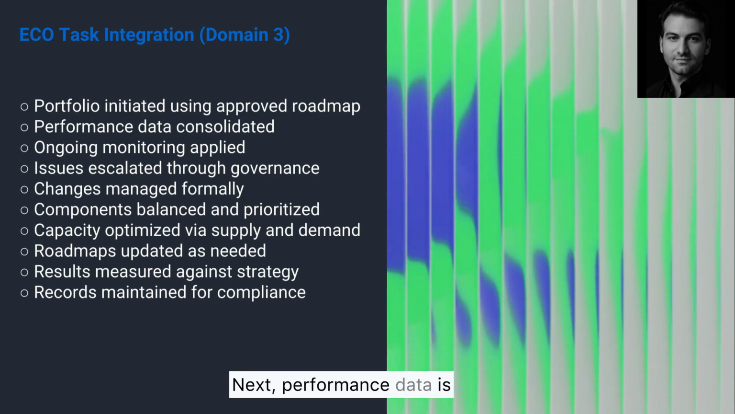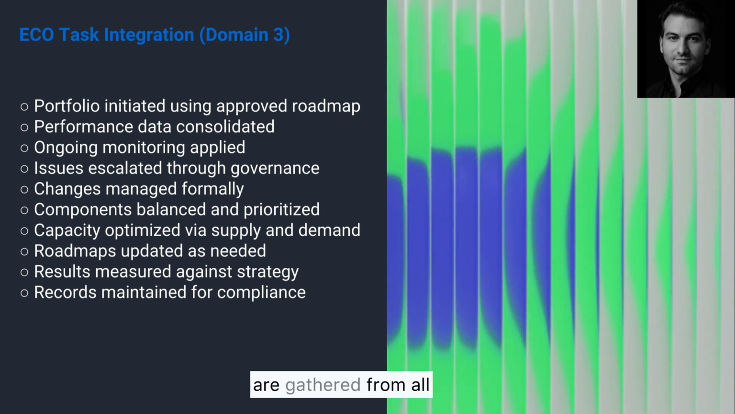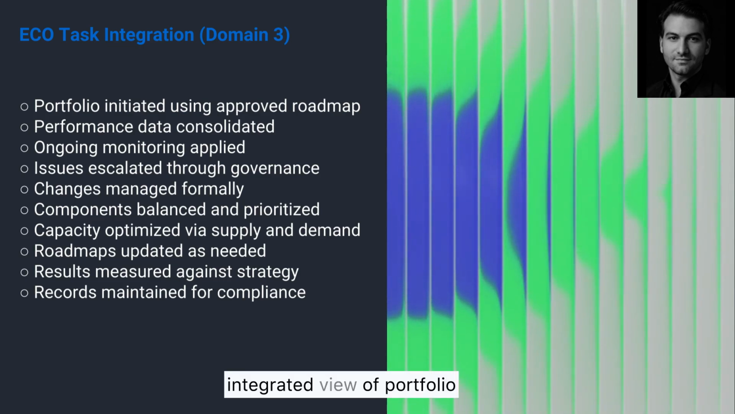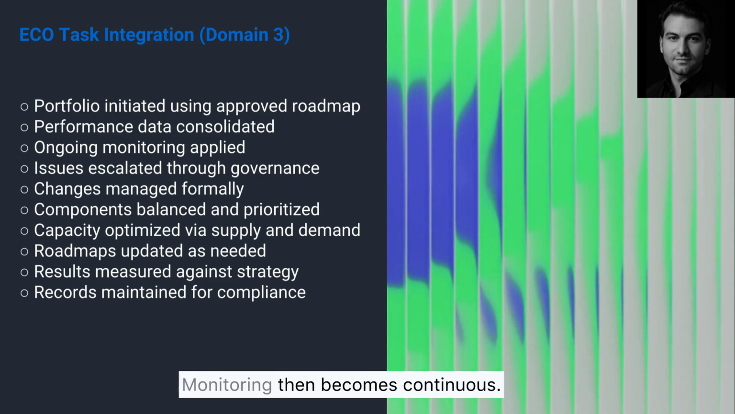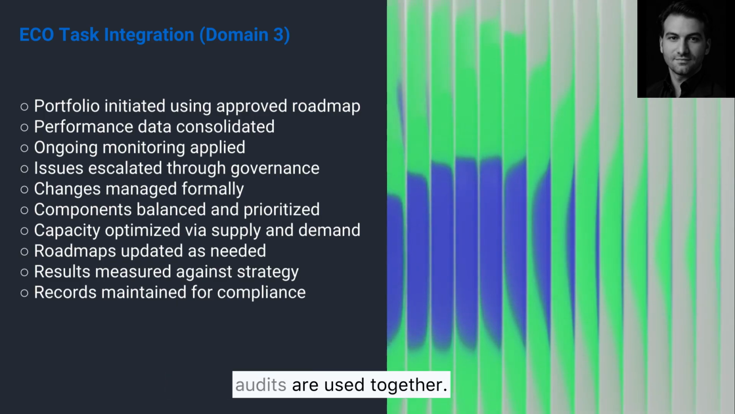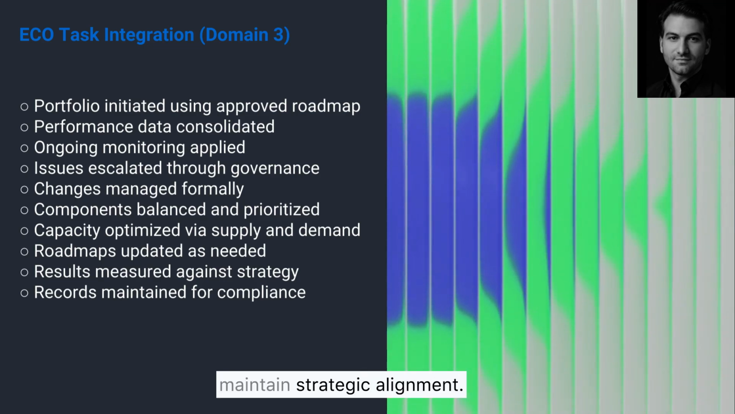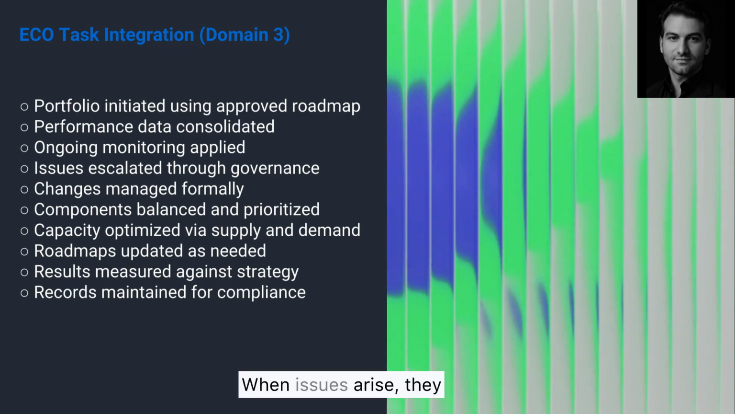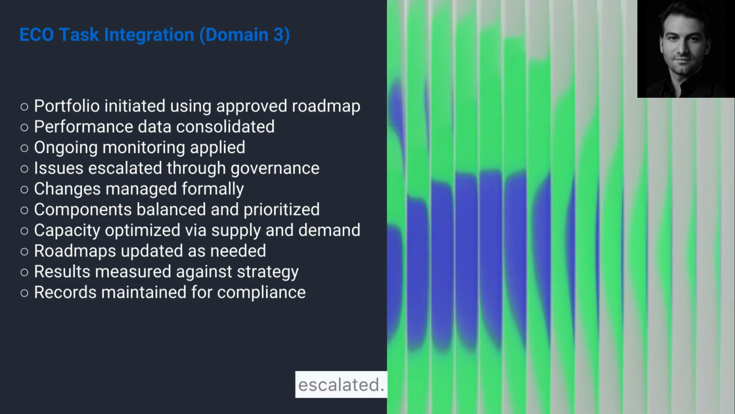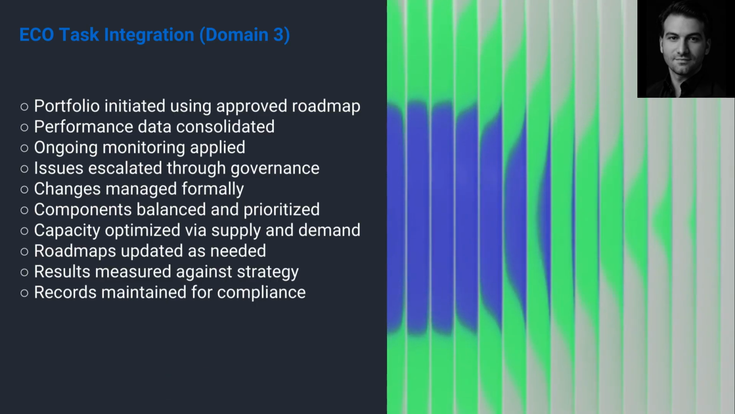Next, performance data is collected and consolidated. Metrics defined by governance are gathered from all active components. This creates a single, integrated view of portfolio health. Monitoring then becomes continuous. Dashboards, reports, conversations, and audits are used together. The goal is to detect issues early and maintain strategic alignment. When issues arise, they are not handled informally. They are analyzed and escalated. Recommendations are communicated to the appropriate decision-makers.